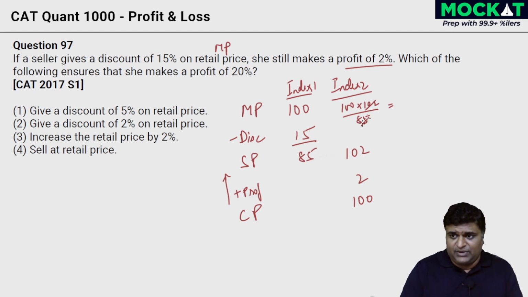So if you simplify this, you're going to get 6 by 5. 6/5 of 100 is going to come to 120, right? So mark price is 120. Discount over here would have been, in this case, 18. 120 minus 18 is 102.